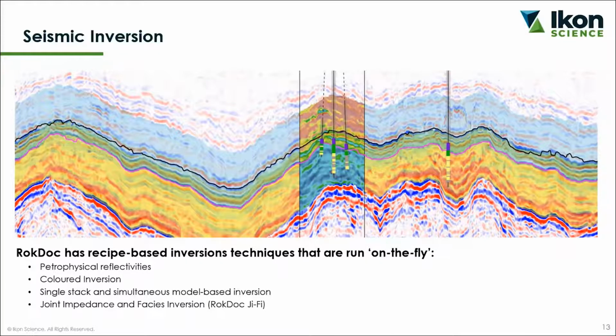So at a very high level, we have tools, of course, to perform inversion in RokDoc. We've got a number of different techniques. They're all run as recipes on the fly. So you parameterize a recipe and then you run it on whatever section or map that you wish. So for example, we have the techniques below. Petrophysical reflectivities is basically saying that the angle stacks are band limited estimates of reflectivity. Colored inversion, of course, has been around for a long time, and it's a fairly straightforward technique, but it does have its place. Certain times it's a preferred manner, in fact, because you have less assumptions to make. We have model-based inversion, either single stack or simultaneous, and we have our GIFI technology as well.